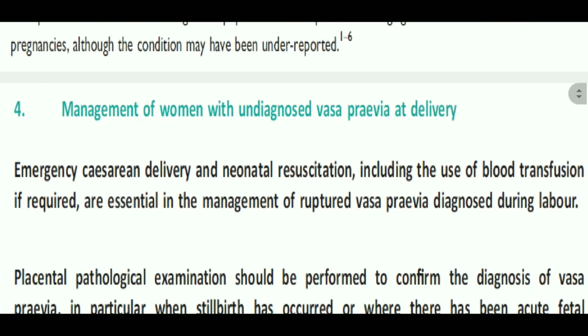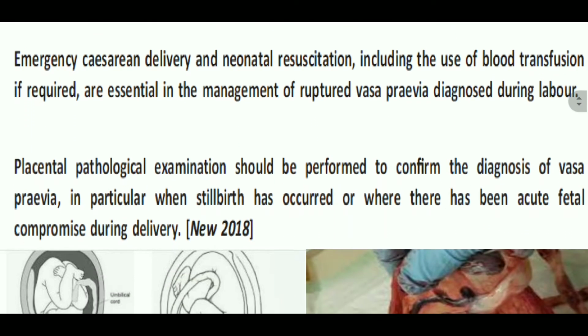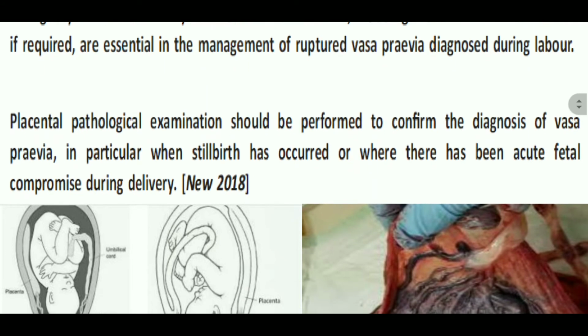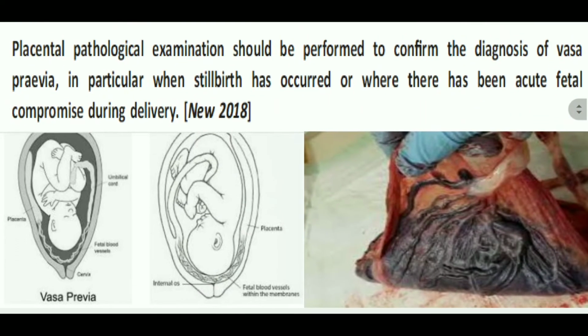Now, how would we manage a woman with undiagnosed Vasa Previa at delivery? Okay, emergency cesarean delivery and neonatal resuscitation, including the use of blood transfusion if required, are essential in the management of ruptured Vasa Previa diagnosed during labor. Okay, and placental pathological examination should be performed to confirm the diagnosis of Vasa Previa, in particular when stillbirth has occurred or when there has been acute fetal compromise during delivery.